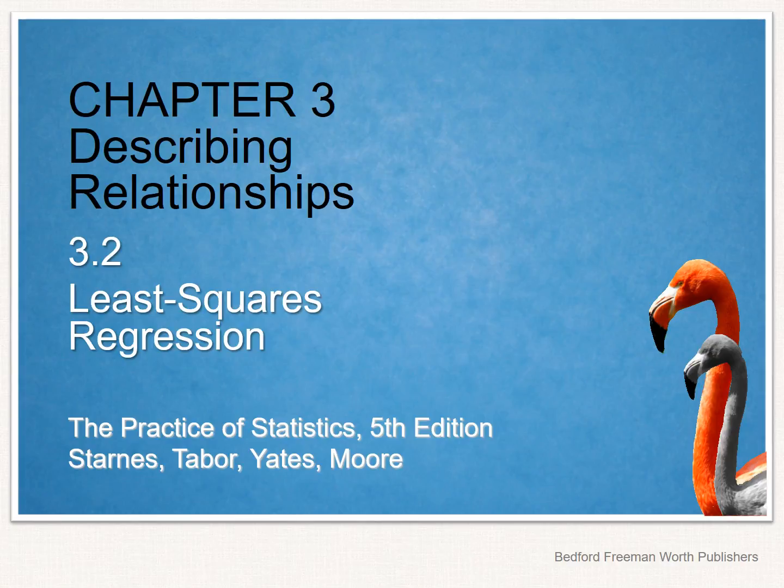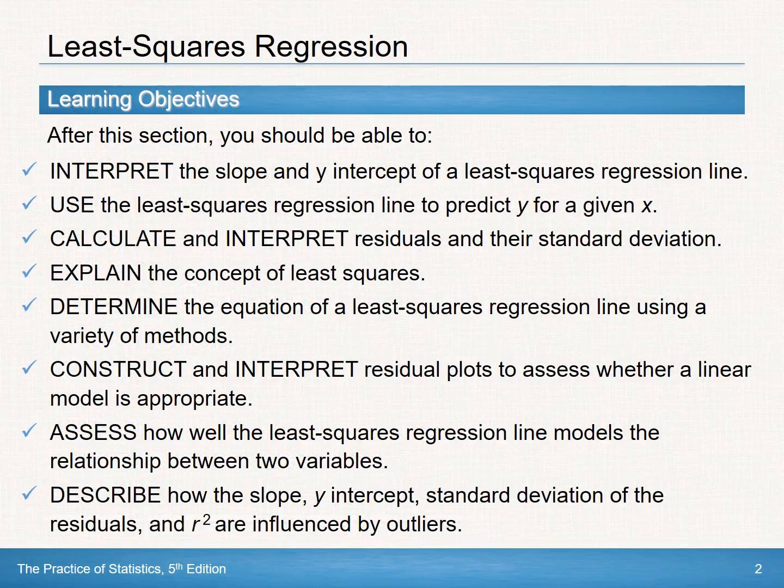So in section 3.2a, we're talking about least squares regression. In this section, we're going to interpret the slope and y-intercept of a least squares regression line. We'll use the least squares regression line to predict y for a given value of x. And I believe we're going to calculate and interpret residuals and their standard deviation.